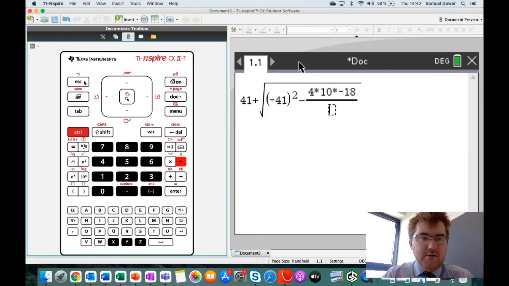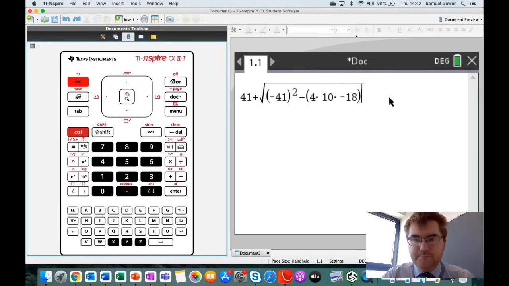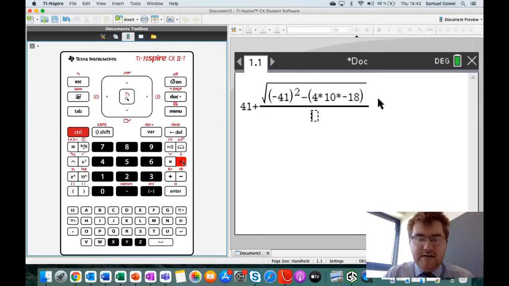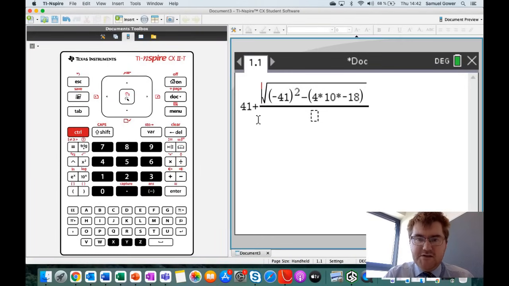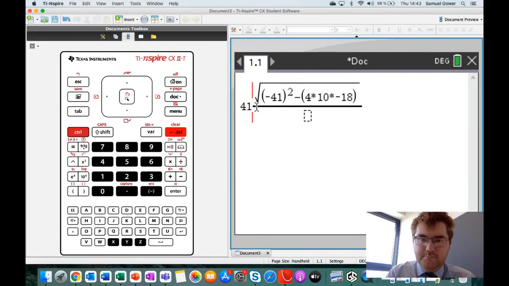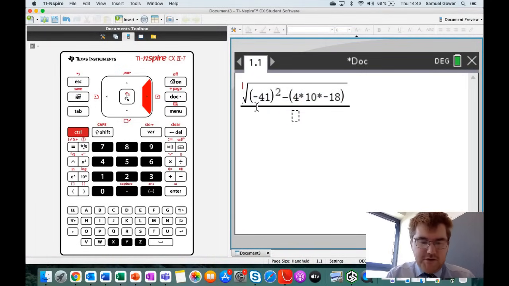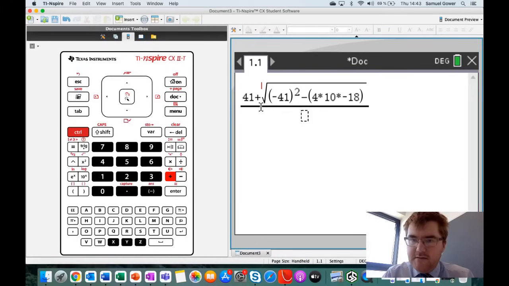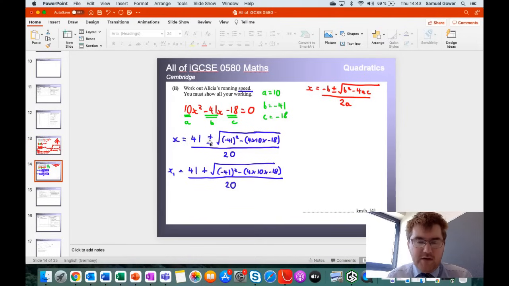Okay, undo. Come out of this as a fraction, 45. I want the whole thing as a fraction, so I'm just going to do a little bit of modification here to make sure that we get the whole thing. 41 plus, all over 2a, that was 20. So I'm just making sure that this here looks exactly like what I've written here.